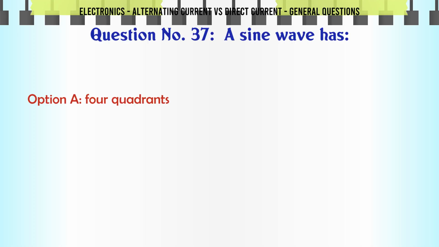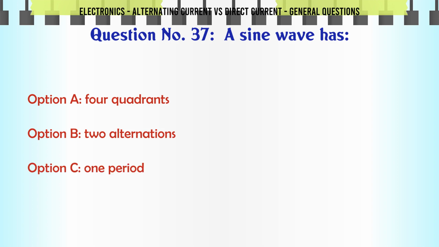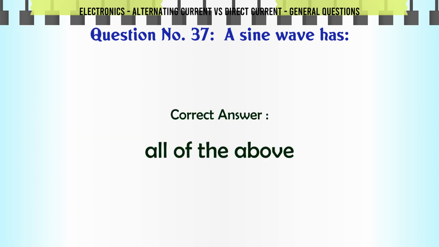A sine wave has A. 4 quadrants. B. 2 alternations. C. 1 period. D. All of the above. The correct answer is all of the above.